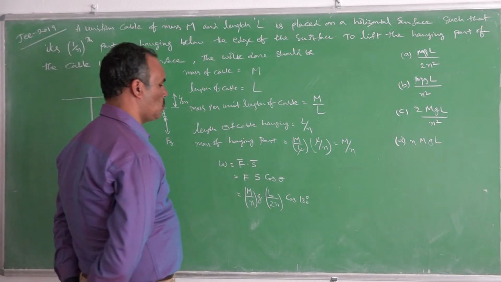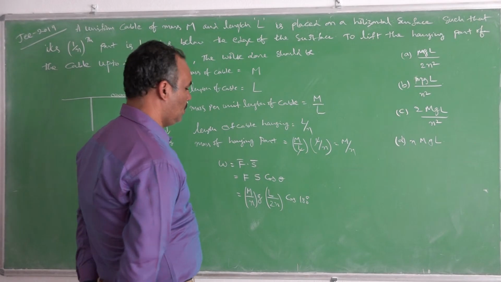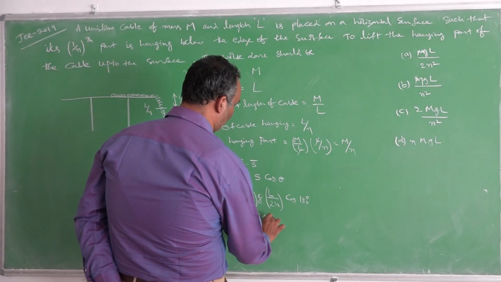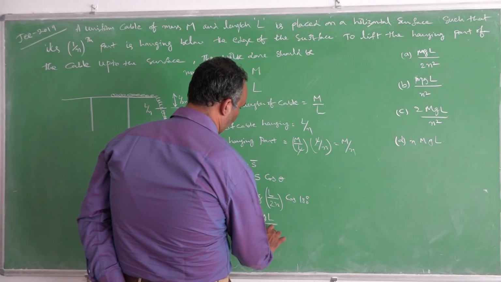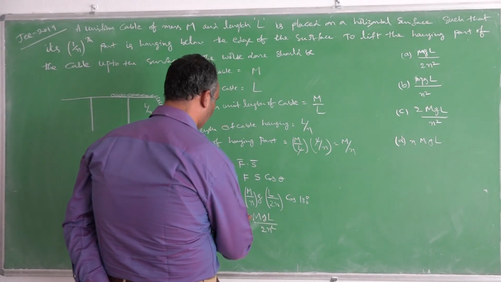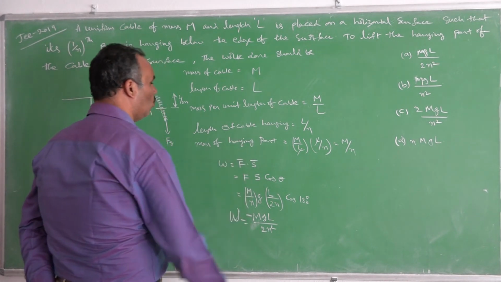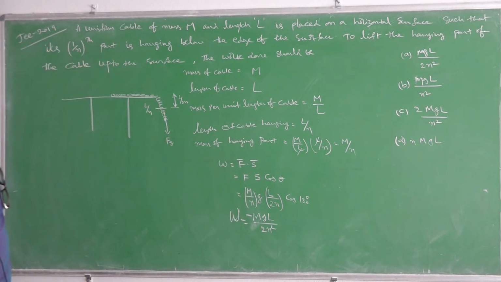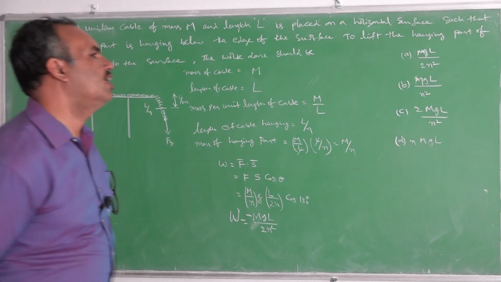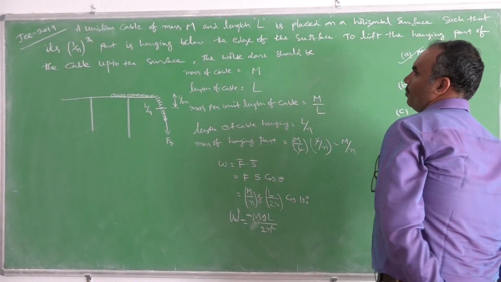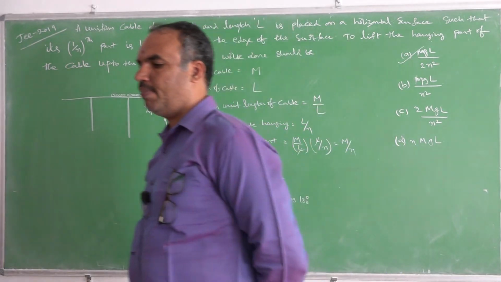So you will get the solution as mgl by 2n square with a negative sign. Only if you talk about the magnitude of work done, that is mgl by 2n square. This is the solution for the given question.